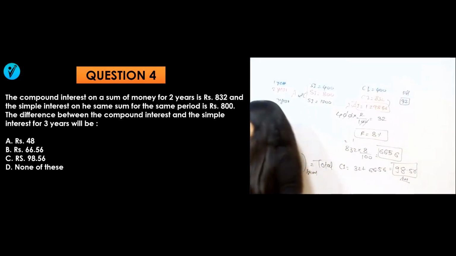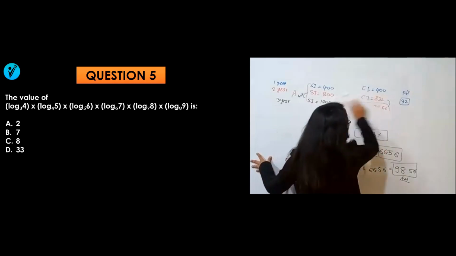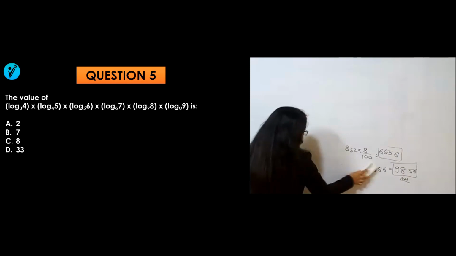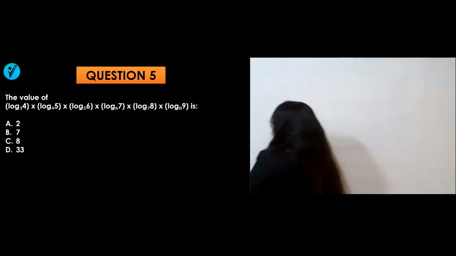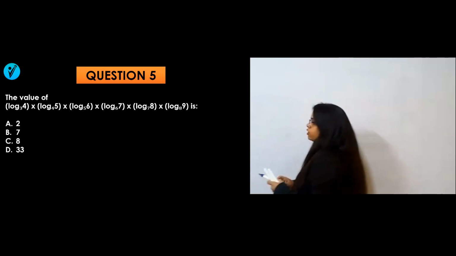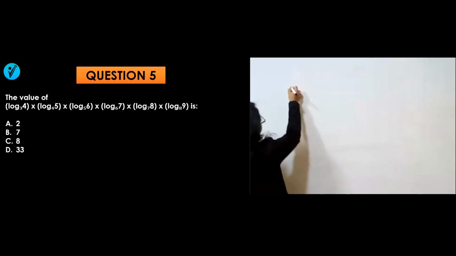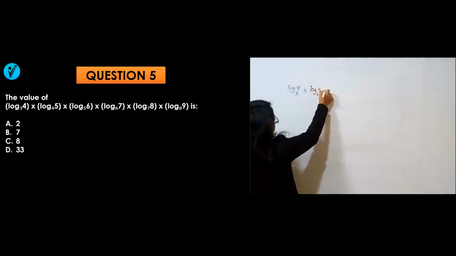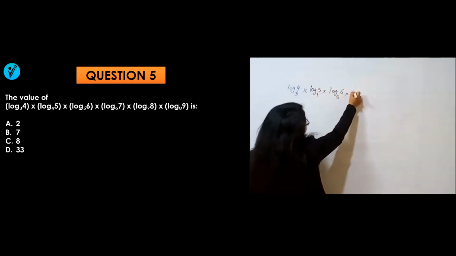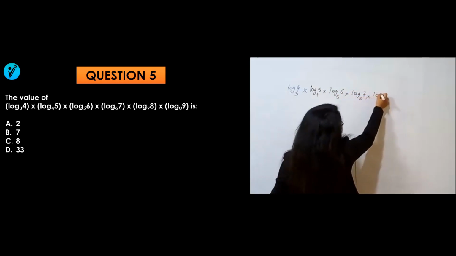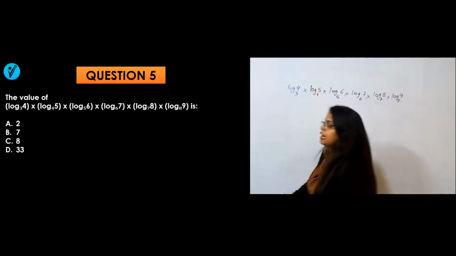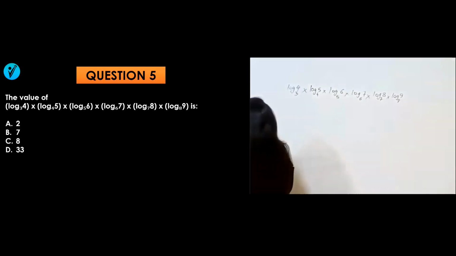Now let's go for the next one. Question number 5 is here, which is of the logarithm. The value of log base 3 of 4, log 4 base 3 into log 5 base 4 into log 6 base 5 into log 7 base 6 into log 8 base 7 into log 9 base 8. Is it up to this? And we have to find out the value of this equation. How will we write it?